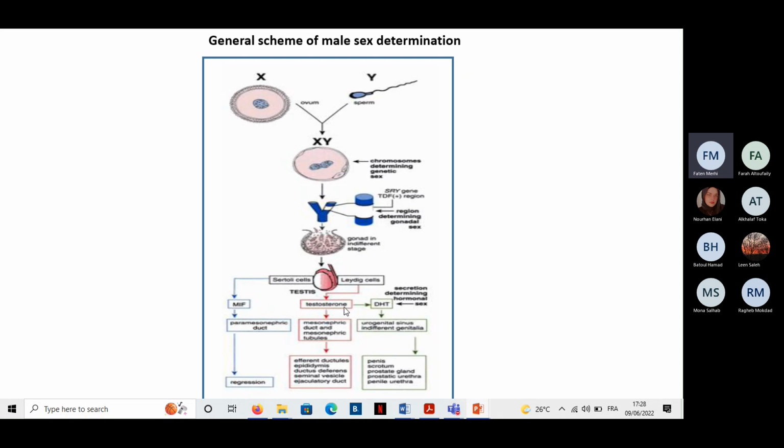Now, part of this testosterone will be transformed into DHT, which is another androgen, and this DHT will lead to the development of the external genitalia in the males. It will lead to the development of the penis, of the scrotum, and of the urethra, and it will lead also to the development of the prostate gland. Okay, so that's how we can see the gonadogenesis in the males, and that's how the different hormones produced in the gonads regulate the differentiation and the appearance of the male genital organs. Okay.